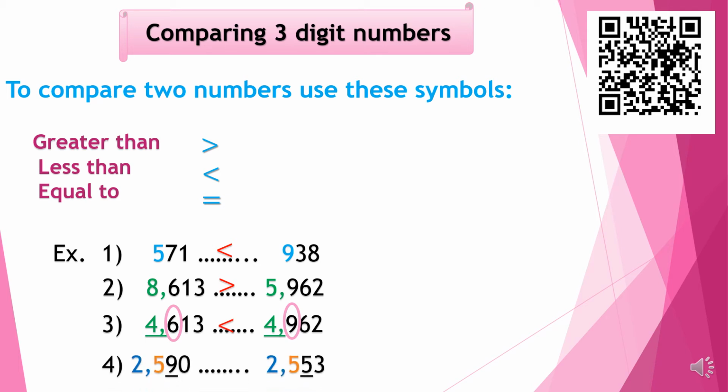The last example, I have here two numbers. The first number 2590 and the second number 2553. We will start comparing thousands and we will find they are the same. It has here 2 and here 2. So compare hundreds. We have in hundreds here 5 and here 5. What should we do? We will compare tens. In tens here we have 9 and here 5. So 9 is bigger. So the greatest number 2590.